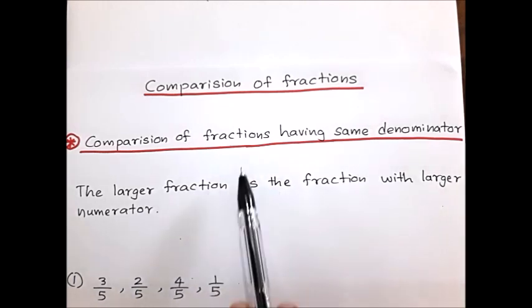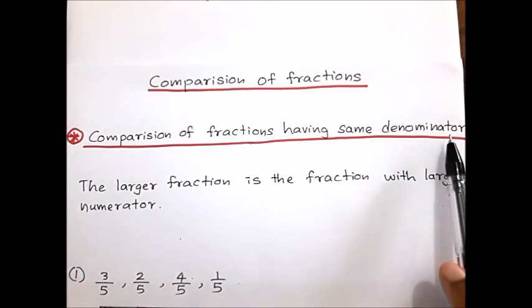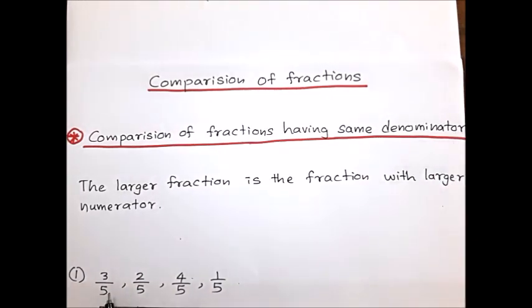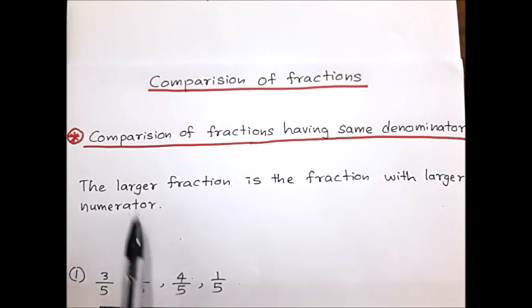First subtopic is comparison of fractions having same denominator. Look at this example. Denominator is same, it is 5, but different numerators. Numerator different but same denominator. Here look at this instruction. The larger fraction is the fraction with larger numerator. Here which one has the larger numerator? It is 4 over 5. It has larger numerator. So this instruction says this is the largest fraction here. So select the smallest one here. It has the smallest numerator. So this is the smallest one and this is the largest one. Now you can arrange this in ascending order or descending order.